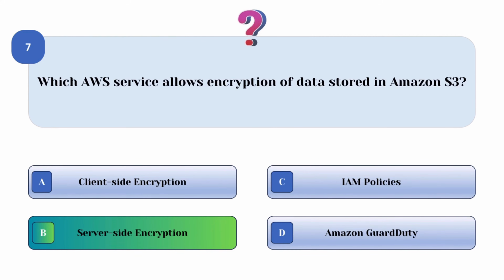Why others are incorrect. Client-side encryption happens outside AWS, not in S3. IAM policies control access, not encryption. GuardDuty is threat detection, not encryption.